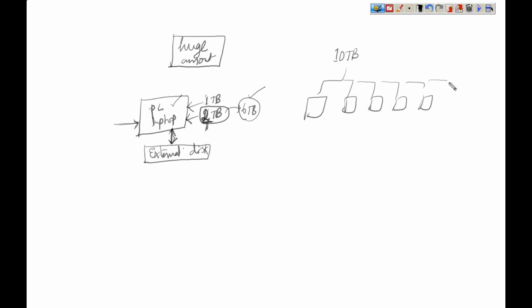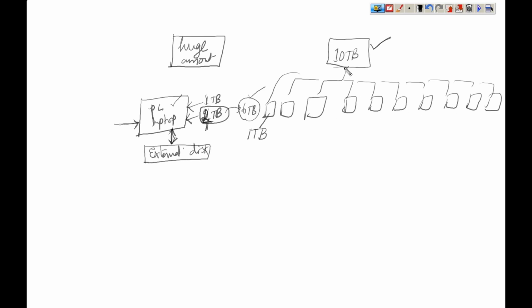So how many such machines are required? We require 10 machines. Okay, 1 2 3 4 5 6 7 8, and let me add two more. Okay, 10 TB of data. Let us say we are trying to store 10 TB of data. If we are using one machine each, let us assume each machine has a capacity of 1 TB hard disk. So 10 TB can be stored in 10 machines.